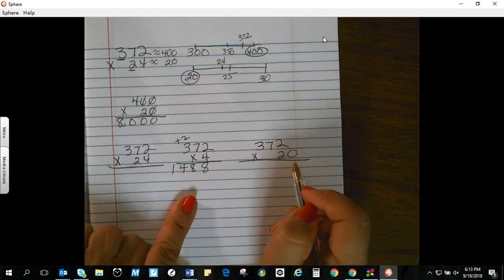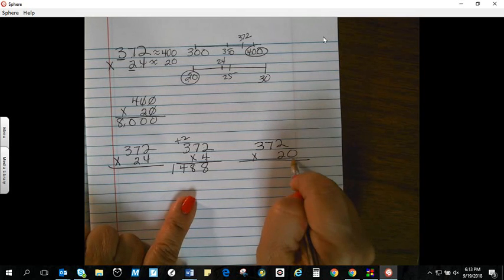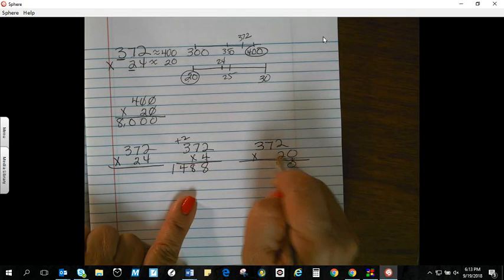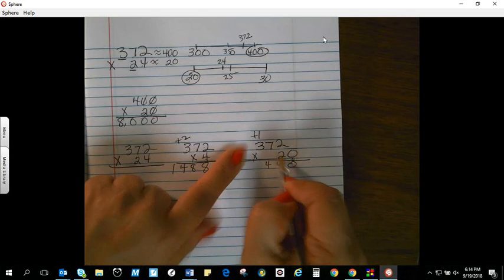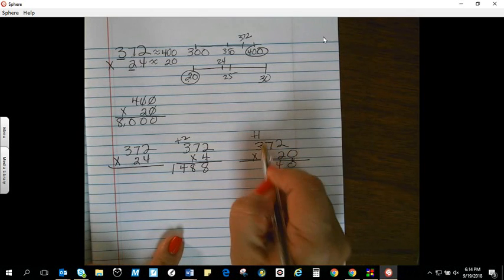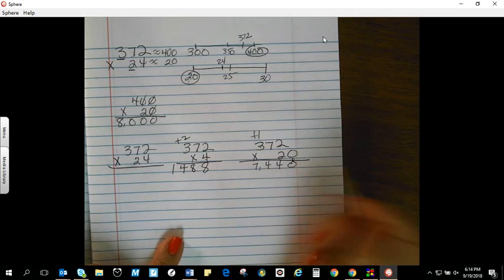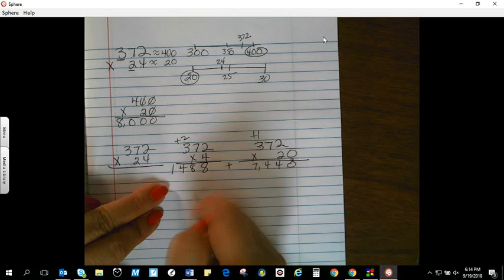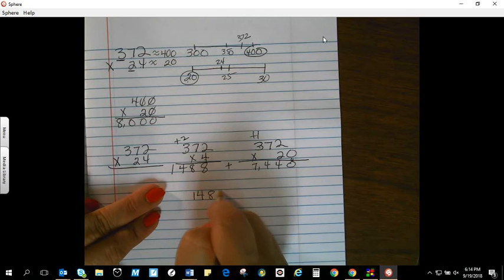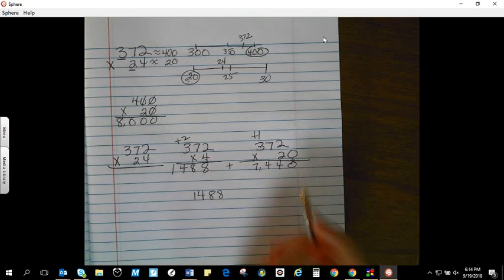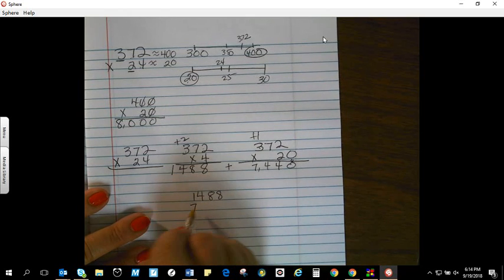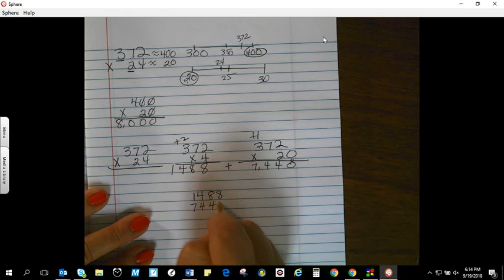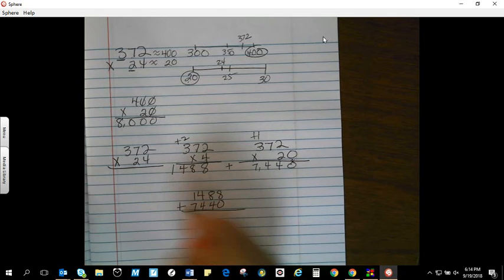Okay, partial answer. Bring down my 0 here. 2 times 2 is 4. 2 times 7 is 14. Carry my 1 into my hundreds place. 2 times 3 is 6, plus 1 is 7. Now I can add those together, and I'm going to bring it down this way. If you can do it the other way, great. I'm going to do it the way that is easiest for my brain to understand. So I have 7,440.